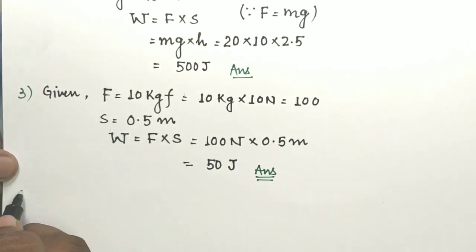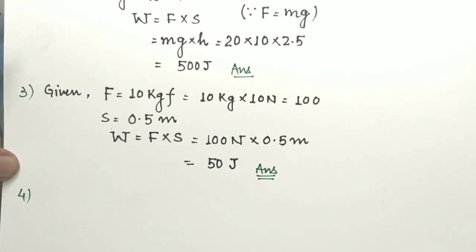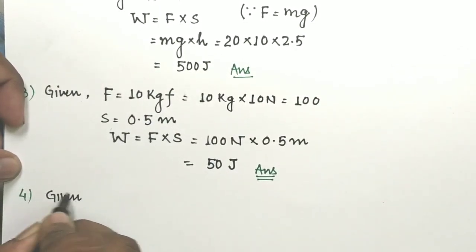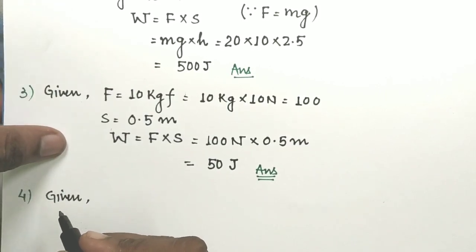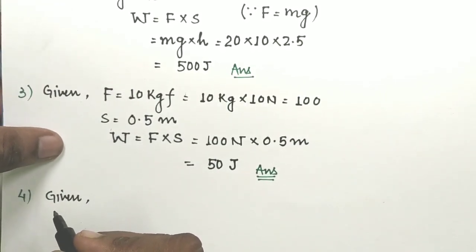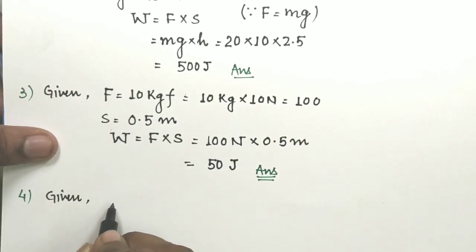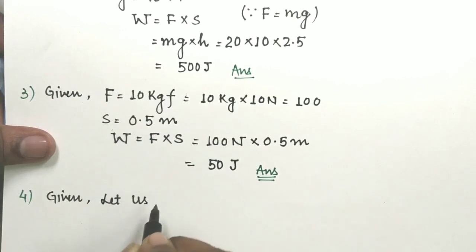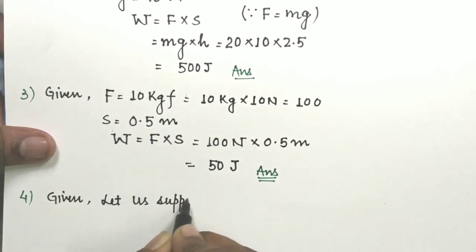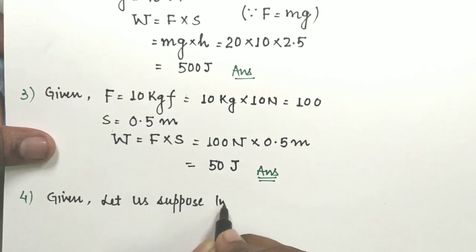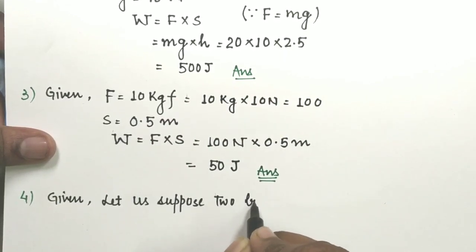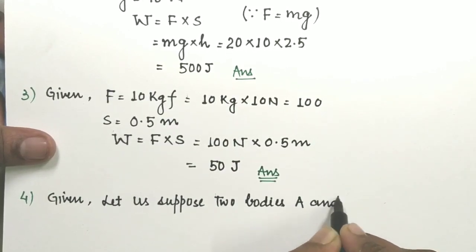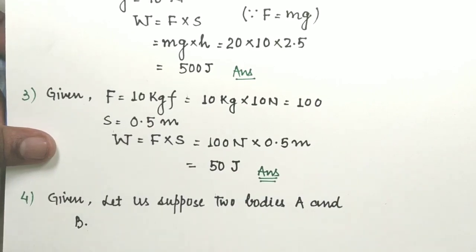What is the fourth question? If you practice all these questions, you will feel how easy they are. The fourth question says that two bodies have the same masses, means the bodies M1 and M2 have the same masses. Let us suppose that the two bodies, here I am writing, let us suppose two bodies A and B.